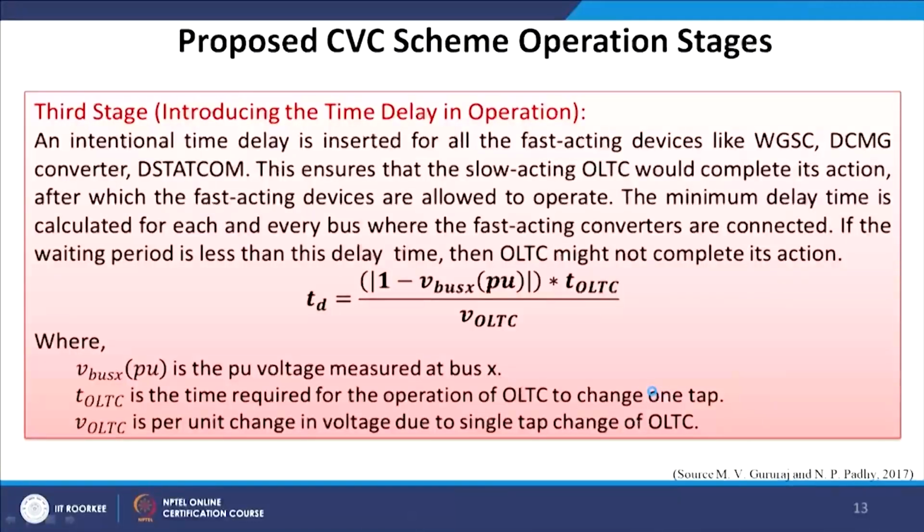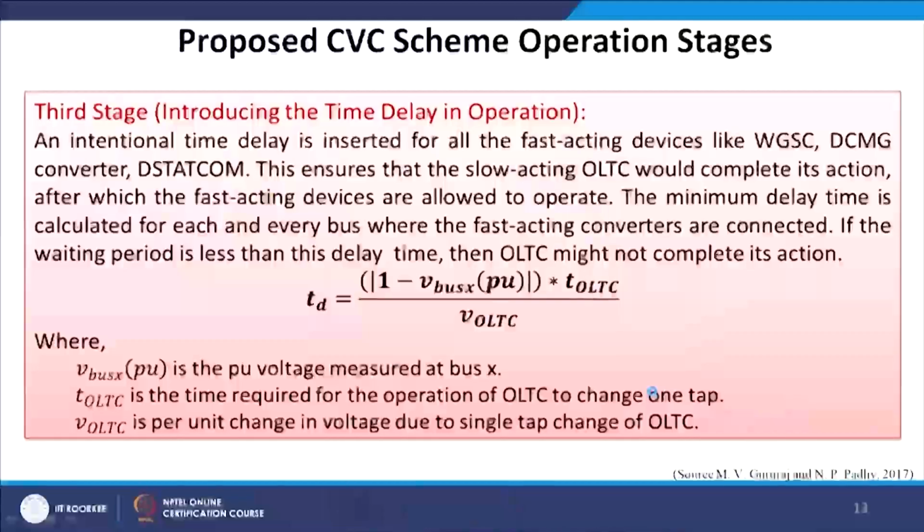So, an intentional time delay is inserted for all fast acting devices like WGSC and DC microgrid, DCMG converter along with the D-STATCOM. This ensures that the slow acting OLTC would complete its action. As we discussed earlier, when all those fast acting devices come into action, the slow acting devices may not be able to contribute much. So, please allow the slow devices like OLTC to act first, and then the fast devices can follow them. After which the fast acting devices are allowed to operate.